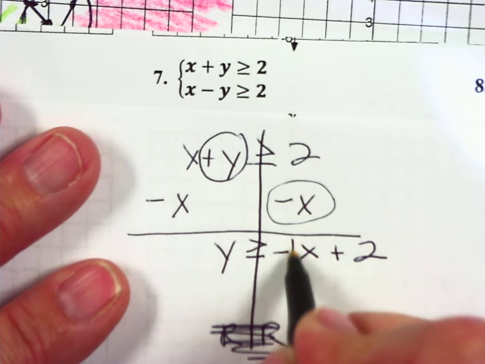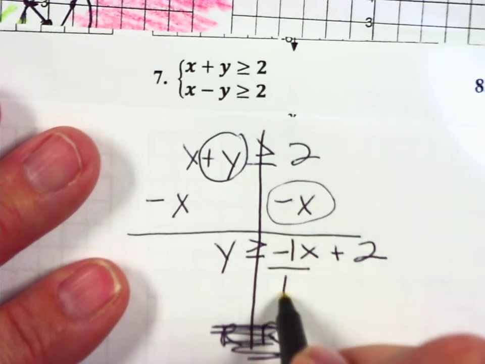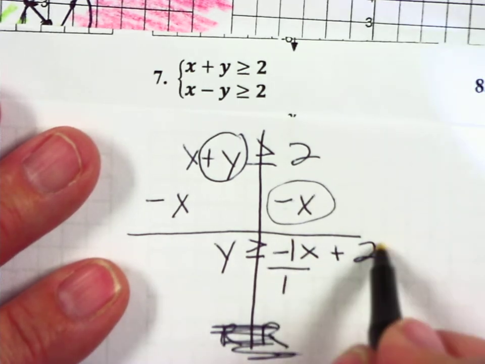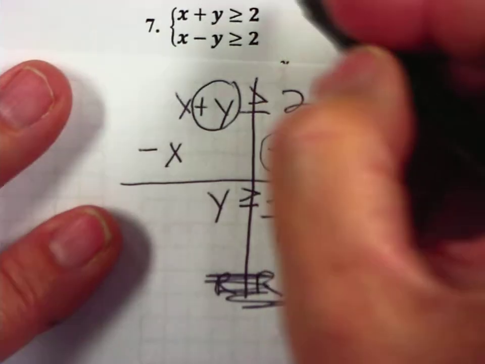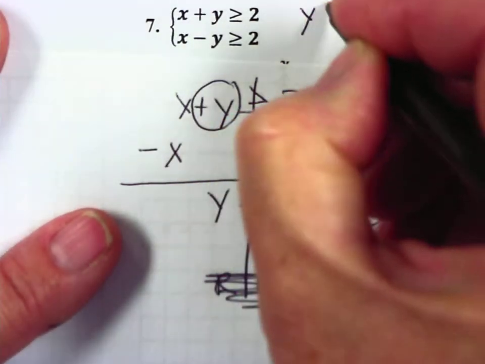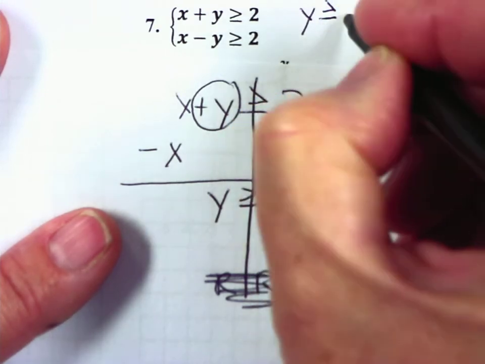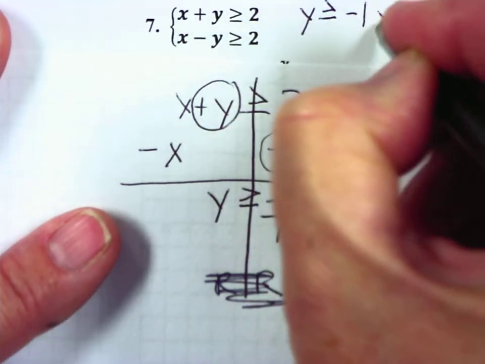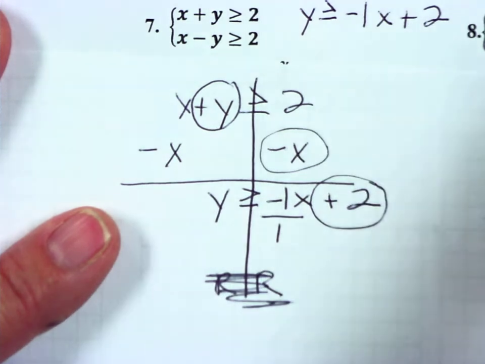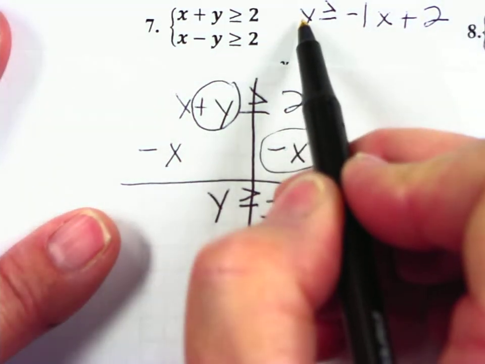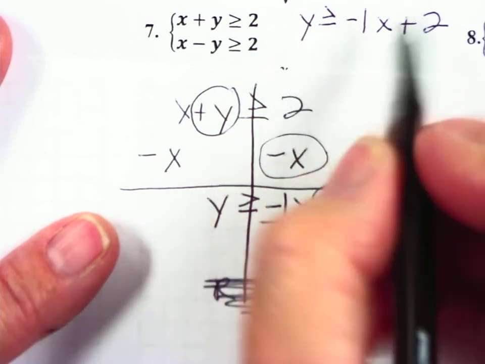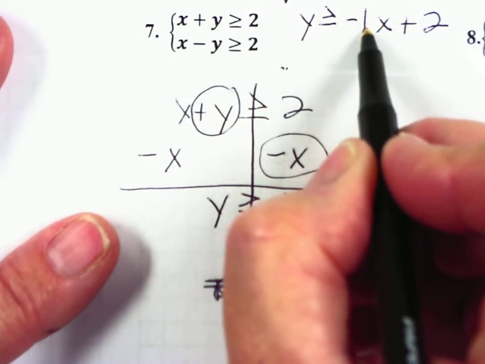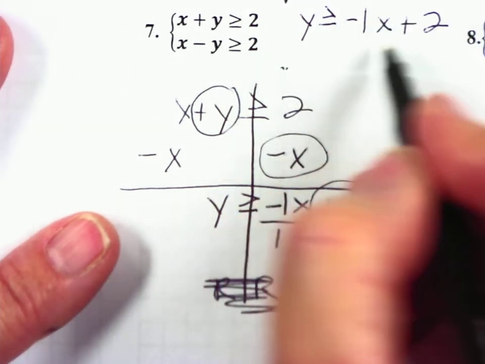Remember, this is 1 negative x, so my slope is going to be negative 1 over 1, and my y-intercept is going to be 2. So we have y is greater than or equal to negative 1x plus 2. And this is actually 1y also, but we don't have to put that 1 here. The only reason I put a negative 1 here is because this is going to be our slope.